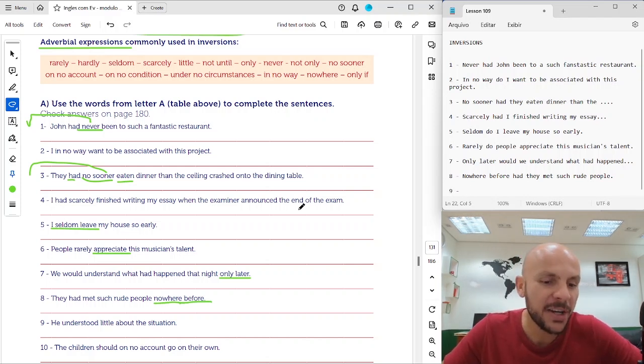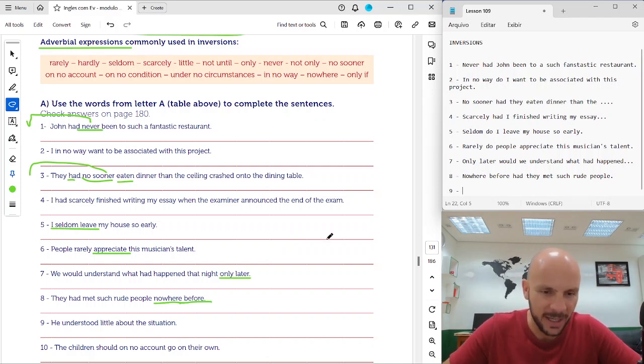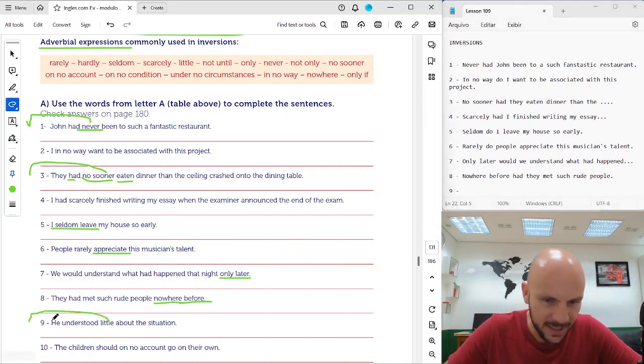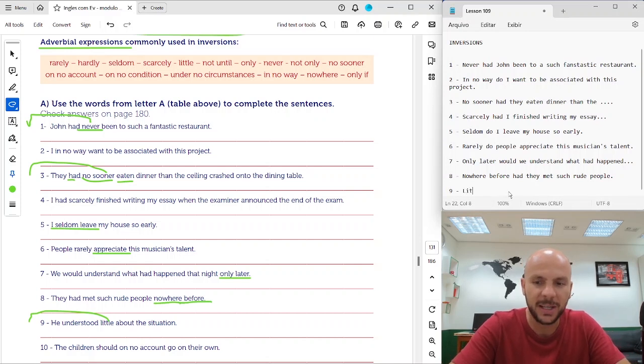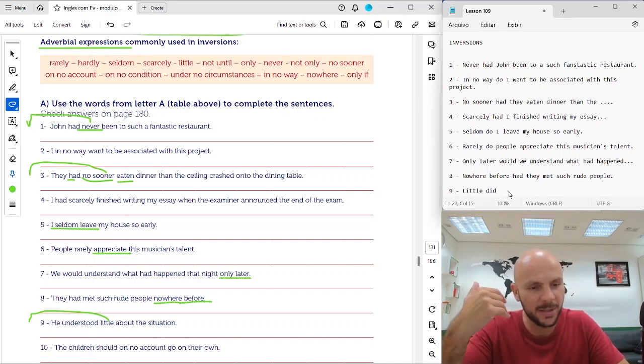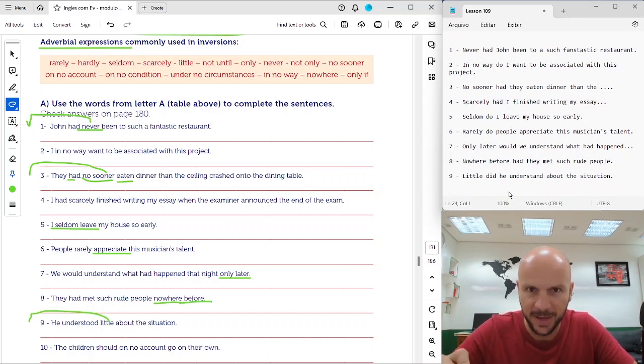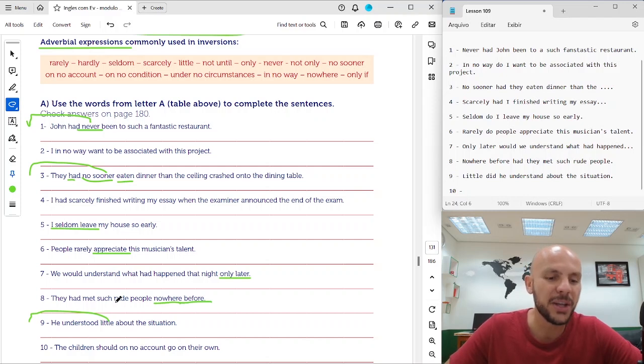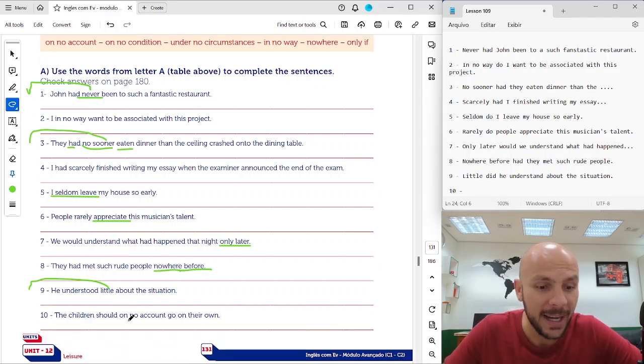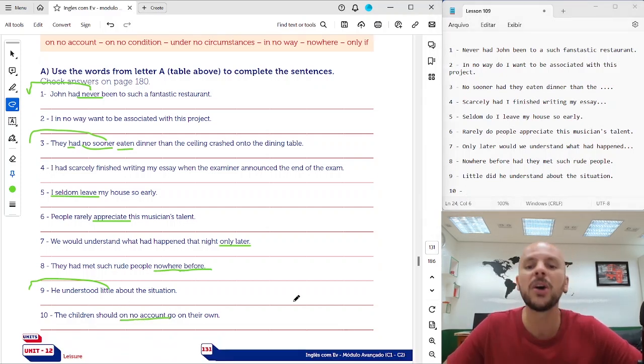9. He understood little about the situation. Okay, so little at the beginning of the sentence. So little did, because it's in the past. So little did he understand about the situation. Inversion. Advanced English. Important.